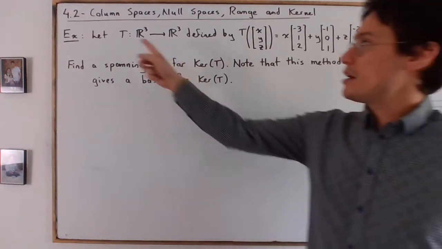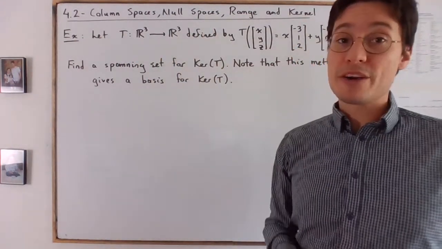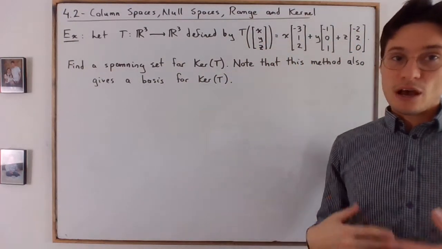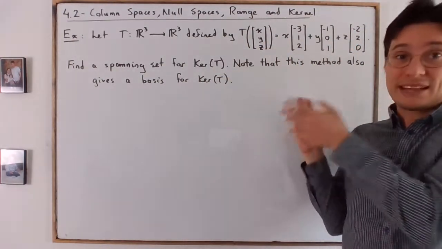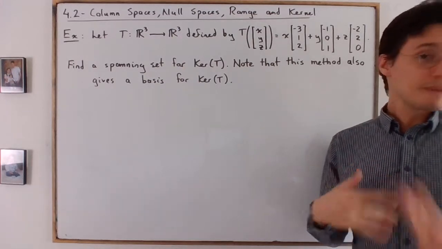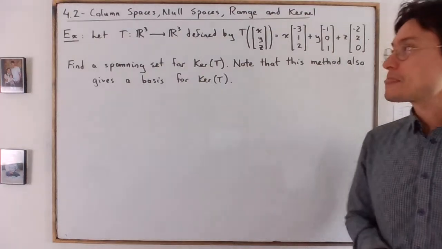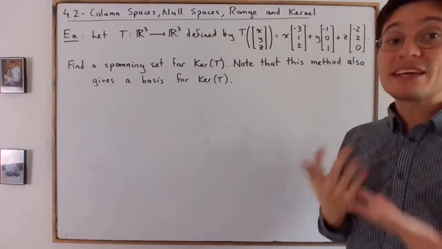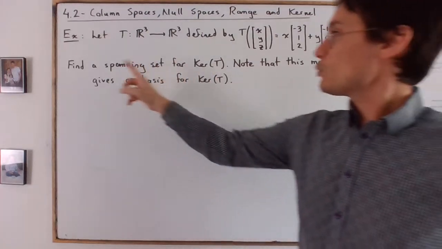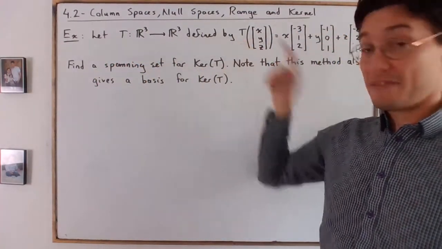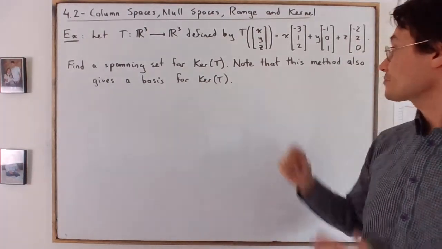So we are given a transformation from R3 to R3 defined by this. We are not told that this transformation is linear, but we will actually prove it in the process, you will see. And so that's it. This transformation, I'm telling you, it's linear. And what we want to do is to find a spanning set for the kernel of this transformation.